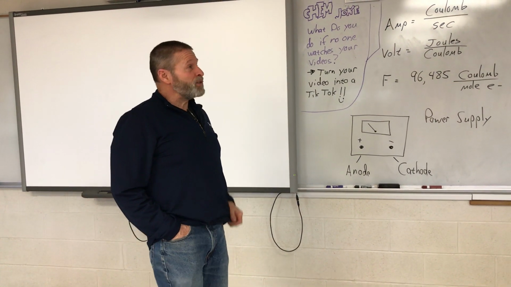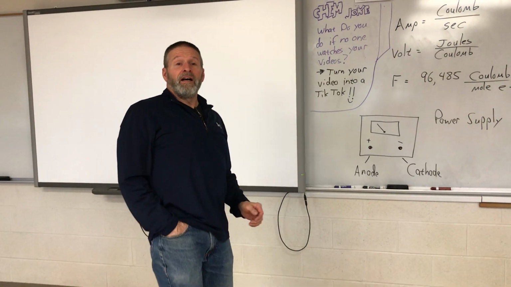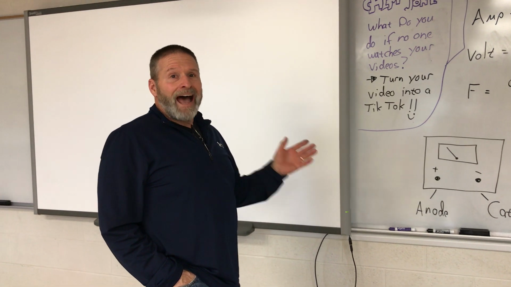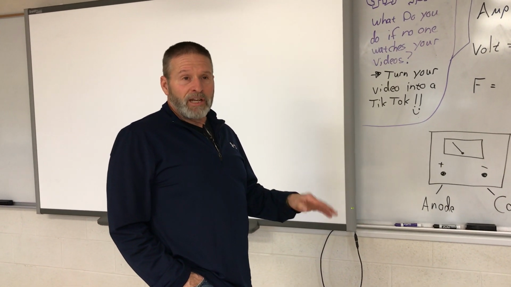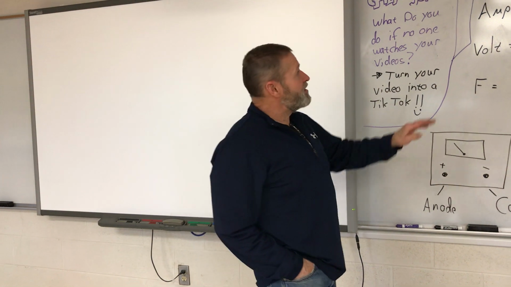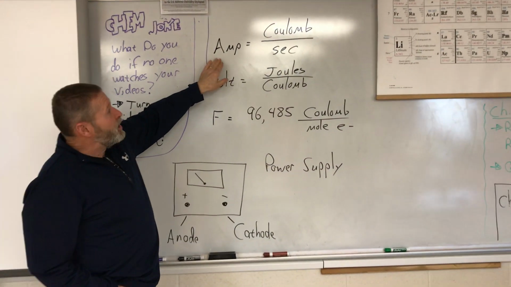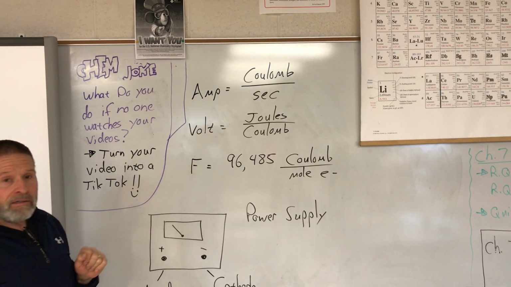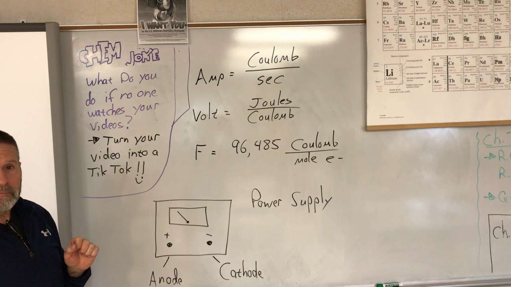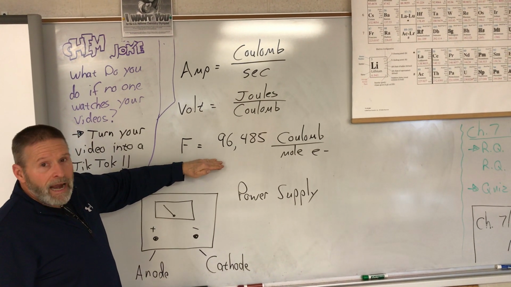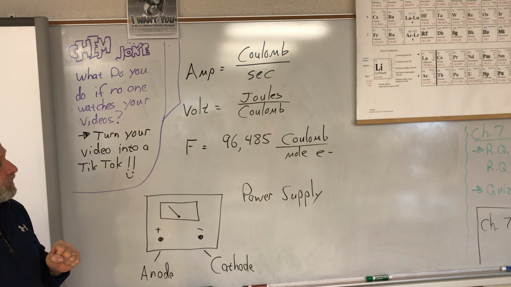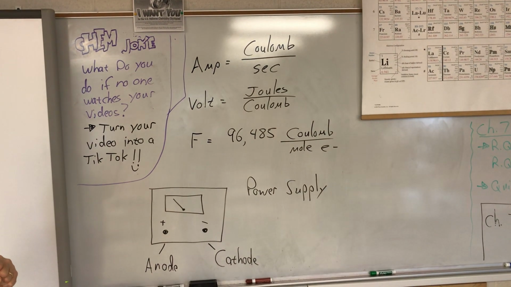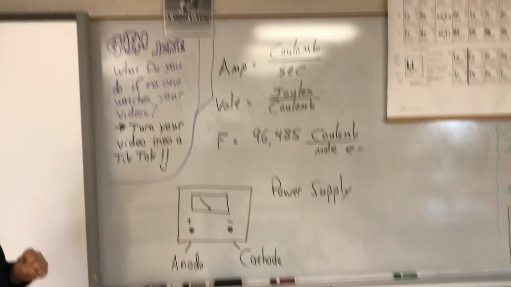Okay? So today, Mr. Moore and I are trying to take you through electrolysis. Now, electrolysis is the opposite of a battery, okay, which can be confusing. So remember, there's a few basics here. An amp is a measure of coulombs per second. A volt is a measure of joules per coulomb. And hopefully you remember deriving Faraday's constant, 96,485 coulombs per mole of electron. We're going to need to use some of those.